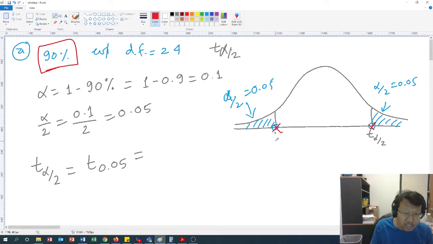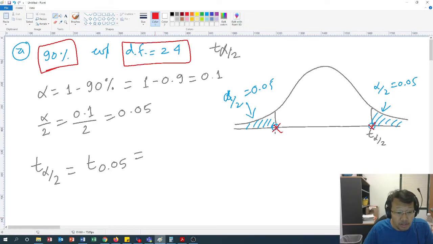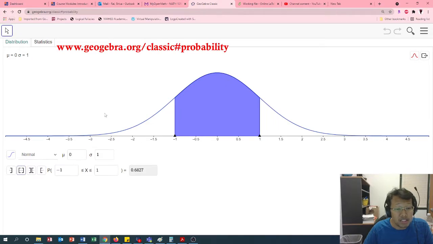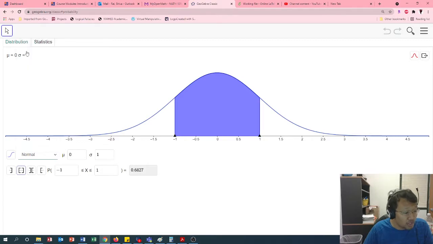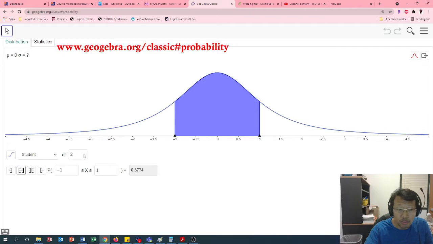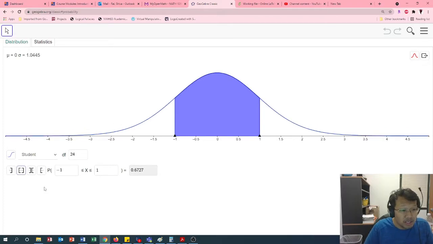Now, 24 is the degrees of freedom. So let's head over to this website, geogebra.org/classic that has probability, click on this drop down menu and go for Student distribution. And the degrees of freedom, we already know that's 24. You can choose either the left-sided tail or right-sided tail. Both of them will give us the same thing. We just need to ignore the positive or negative sign. We just need to go for numerical values.